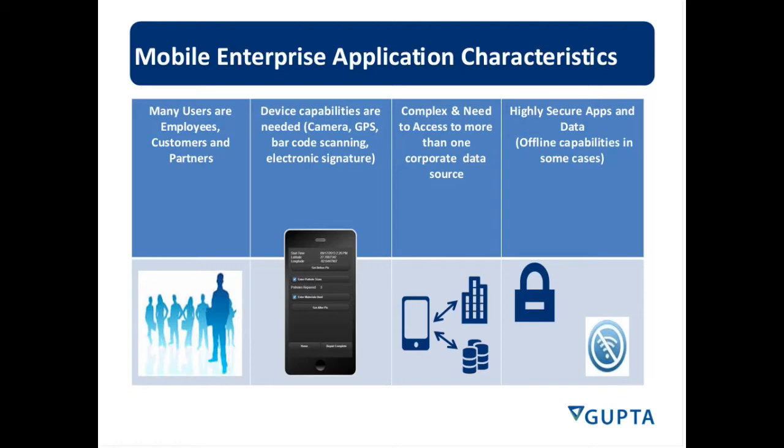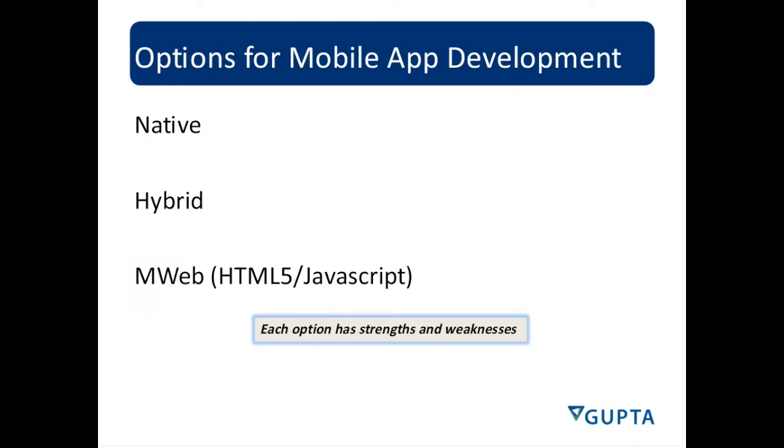Another characteristic we see is the need for offline capabilities. Now this is usually more specific to business-to-employee applications where the users are working in areas for at least some part of the time that has limited access to a network. And this capability, the offline capability, can be supported with web-based mobile apps as well.